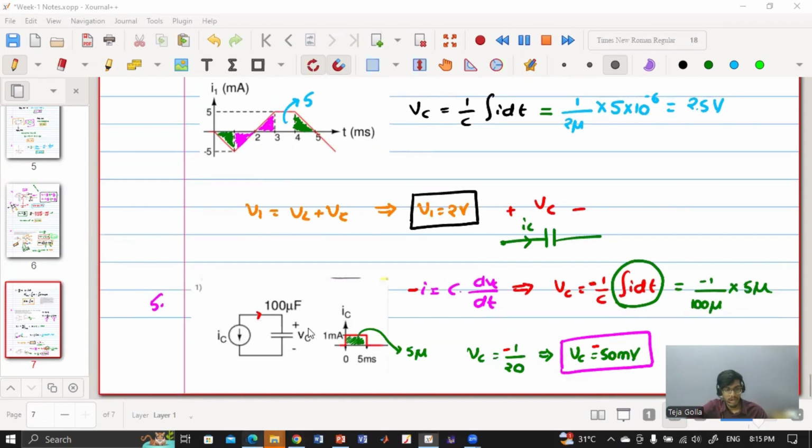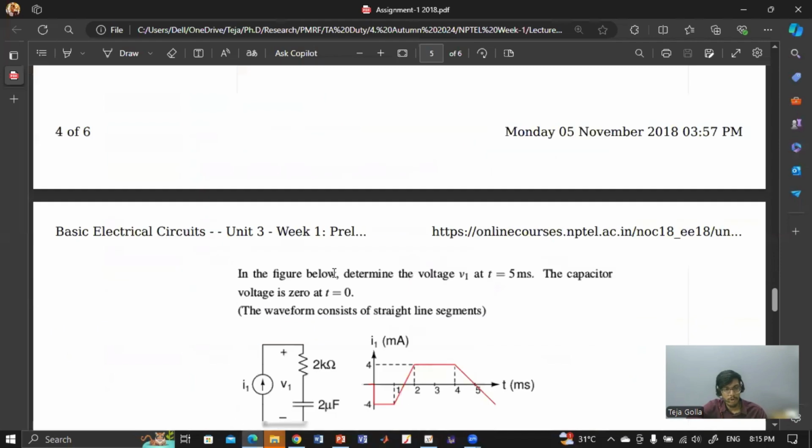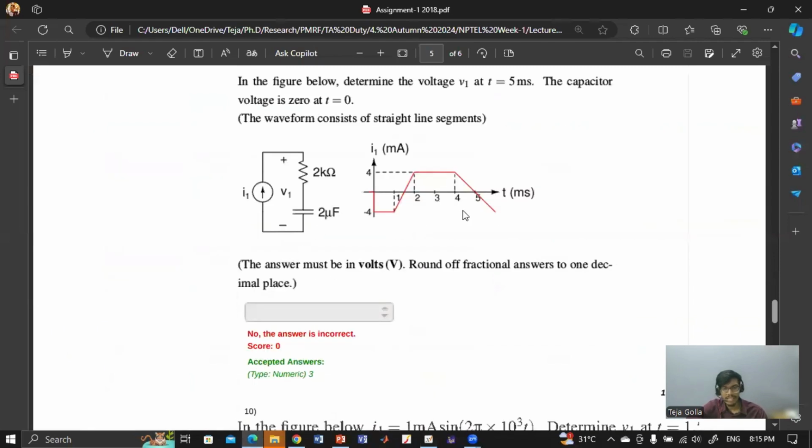So I have solved only a few problems. Say they have given this problem. Again, same. Irrespective of the graph, I know voltage across a resistor is I into R, and voltage here is 1 by C integral I dt. Then I will come back here and I will see for the voltage in a resistor, I have to calculate the instantaneous current. So they are asking at this time.